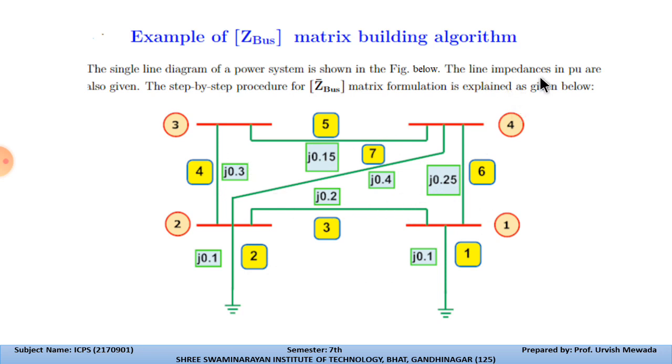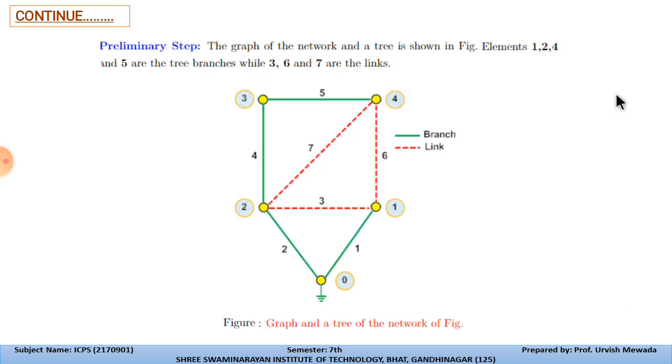The line impedance is given in per unit, because it is very easy to calculate the whole system that way. That's why for each and every unit of the power system, the data must be calculated in per unit. The step-by-step procedure for Zbus matrix formation is explained here. Let us see. This is the preliminary step.